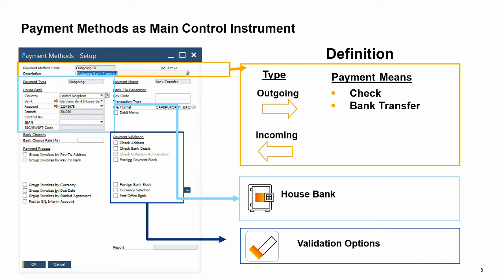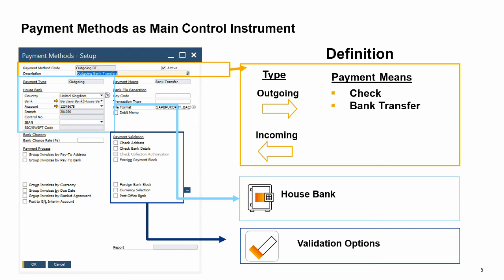First, the type of payment and payment means: for outgoing payments, check or bank transfer; for incoming, only bank transfer. Second, the house bank and the bank account that should usually receive or issue the payment made with this payment method. If the company works with additional house banks, define a payment method for each bank or branch. Third, validation checks that the system should carry out before using this payment method, as well as amount restrictions. And lastly, postings in relation to GL interim accounts.